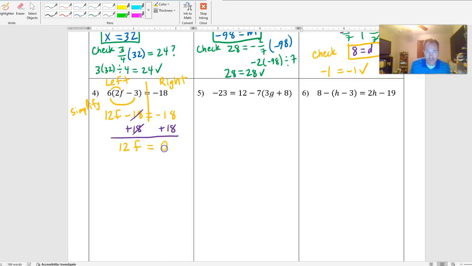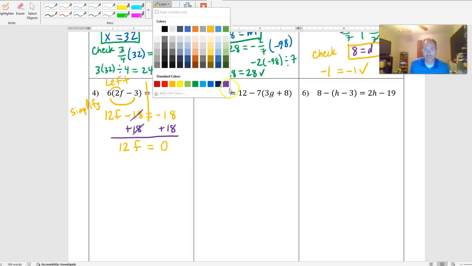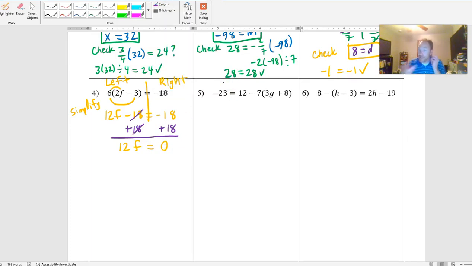Now notice a lot of students will stop here and go, I'm done, 0 is my answer. I go, whoa, how are you getting 0 as your answer? It's 12F equals 0. How do you get F equals 0? So we just have to divide by 12. 12 flowers divided into 12 groups. Each group is 1 flower. 0 divided by 12. So that will give us F equals 0, but we still want to check. So let's do the check step here. I'll do this one on paper here.